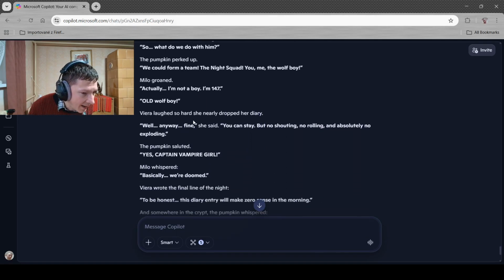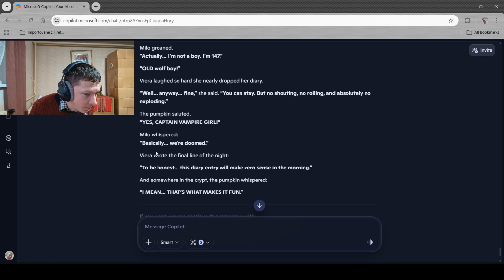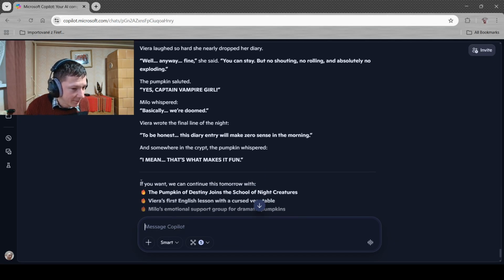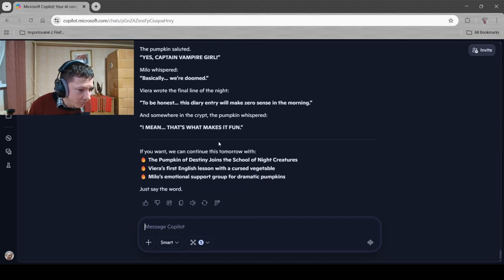Vera laughed so hard she nearly dropped her diary. "Well, anyway, fine," she said. "You can stay, but no shouting, no rolling, and absolutely no exploding." The pumpkin saluted. "Yes, Captain Vampire Girl." Milo whispered, "Basically, we're doomed." Vera wrote the final line of the night. "To be honest, this diary entry will make zero sense in the morning." And somewhere in the crypt, the pumpkin whispered, "I mean, that's what makes it fun."